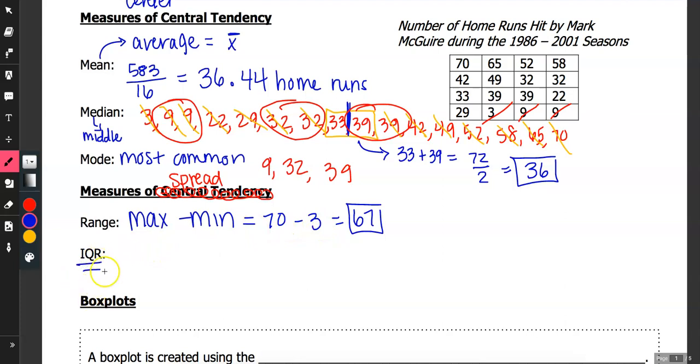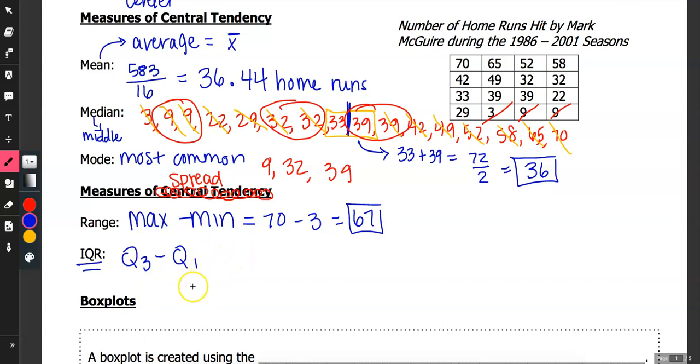IQR, we're going to talk about more in a second, so don't worry too much about what it means, but the way we calculate it is by doing what's called Q3 minus Q1. You might not have any idea what I'm talking about. We'll get there in literally 30 seconds.